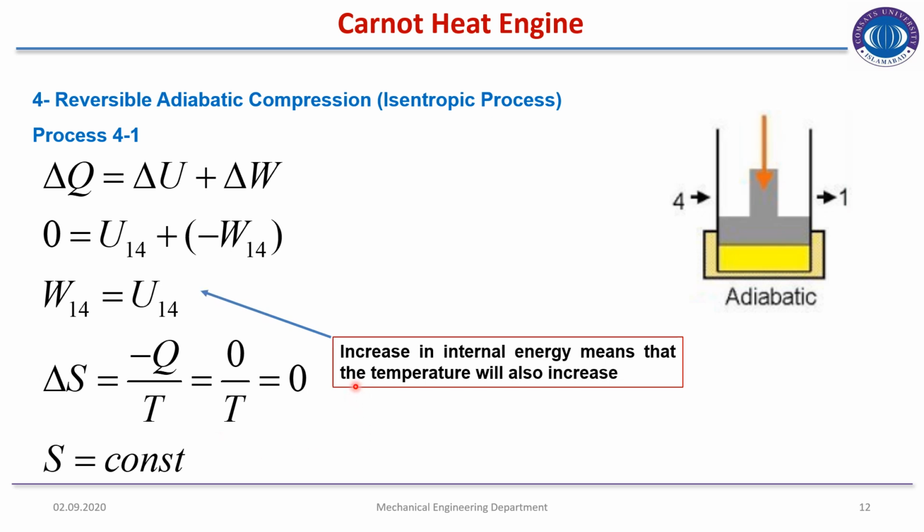Note that an increase in internal energy means that the temperature will also increase. So here ΔU14 is a positive value, which means the temperature of the system will increase. As you know, temperature and volume are inversely proportional to each other. As volume is reducing, therefore temperature will be increasing.